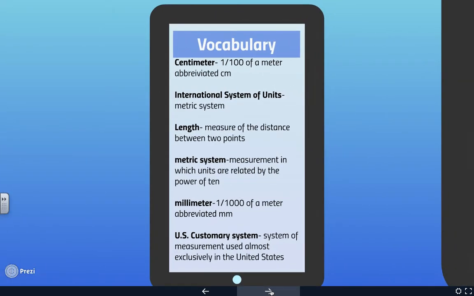All right, here is our vocabulary for the day. There's a couple of them that you need to write down. You're definitely going to need to use the back of your paper to write these vocabulary words down. They're very important, so go ahead and get those down.